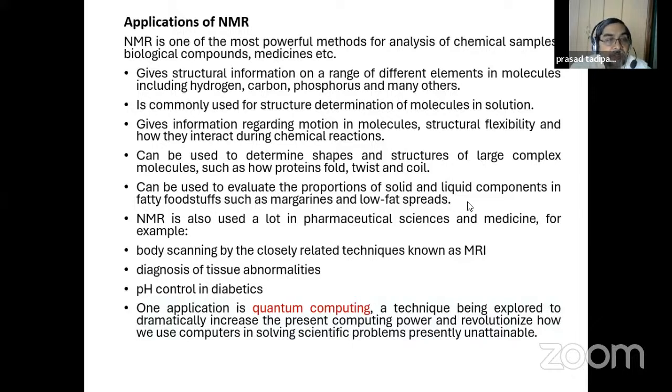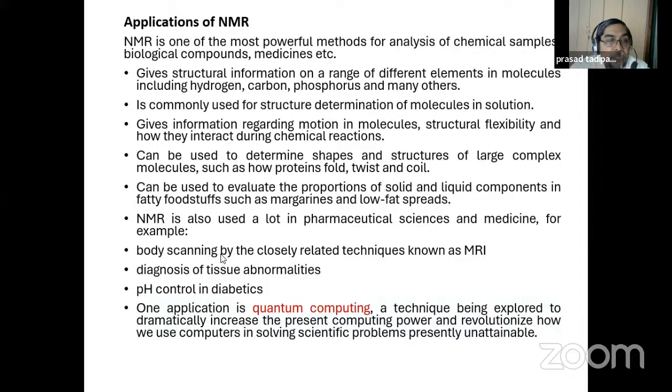And you can evaluate the proportions of solid and liquid components in fatty foodstuffs and low fat spreads. So in any tissue or any other foodstuffs, the solid component and liquid component also you can evaluate, how much percentage of solid component is there and how much liquid component is there. And this is also useful for medicine and pharmaceutical sciences.